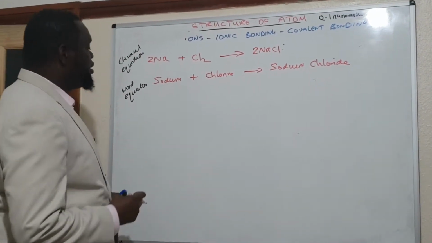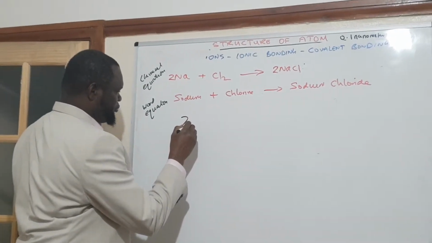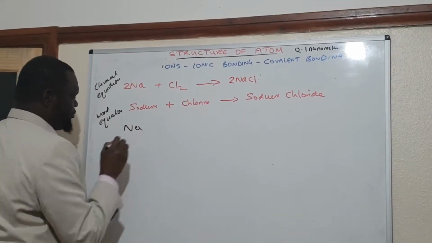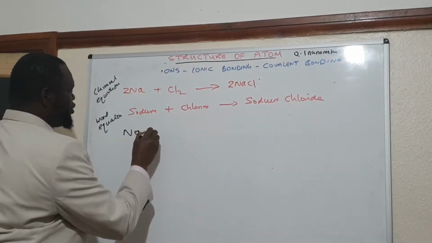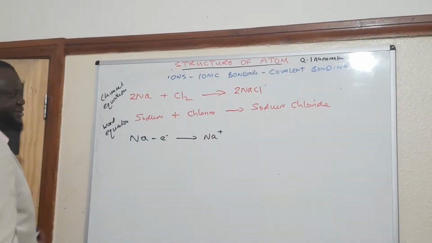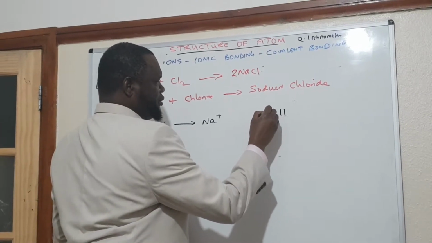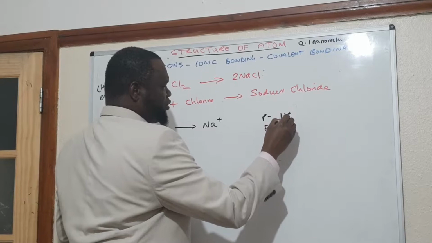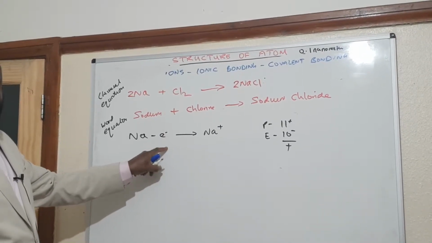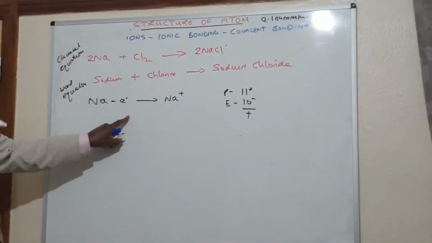Now, looking at it from the point of view of the atomic structure, the sodium atom loses one electron and becomes sodium, 1 positive. Because in the nucleus there will be 11 protons, but since it gave out one electron, with 10 negative, it becomes 1 plus. It gave out the only electron in the outermost shell. It cannot give the 8 because the 8 has reached the maximum number of electrons in the shell.